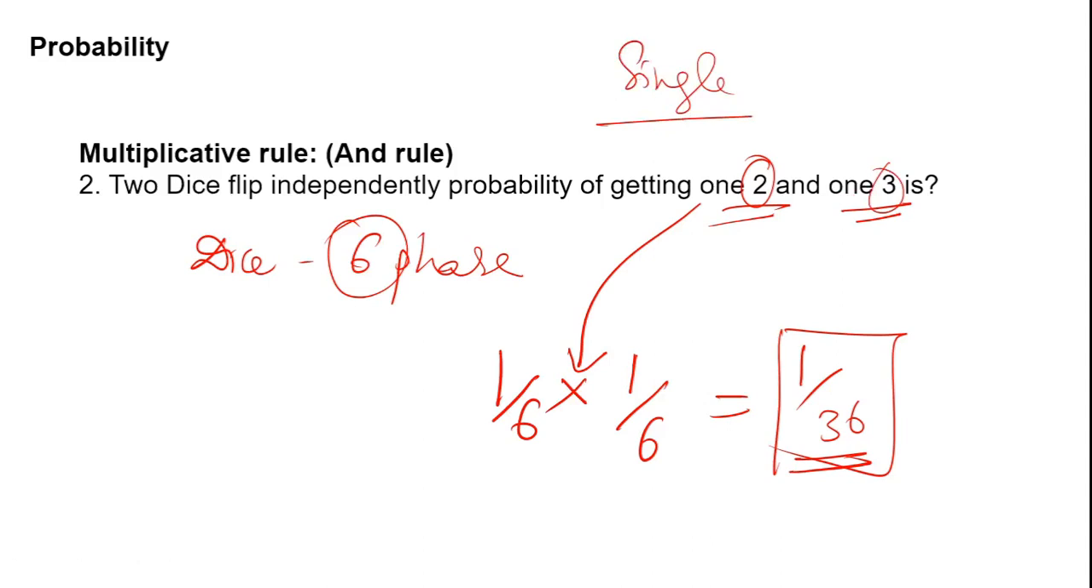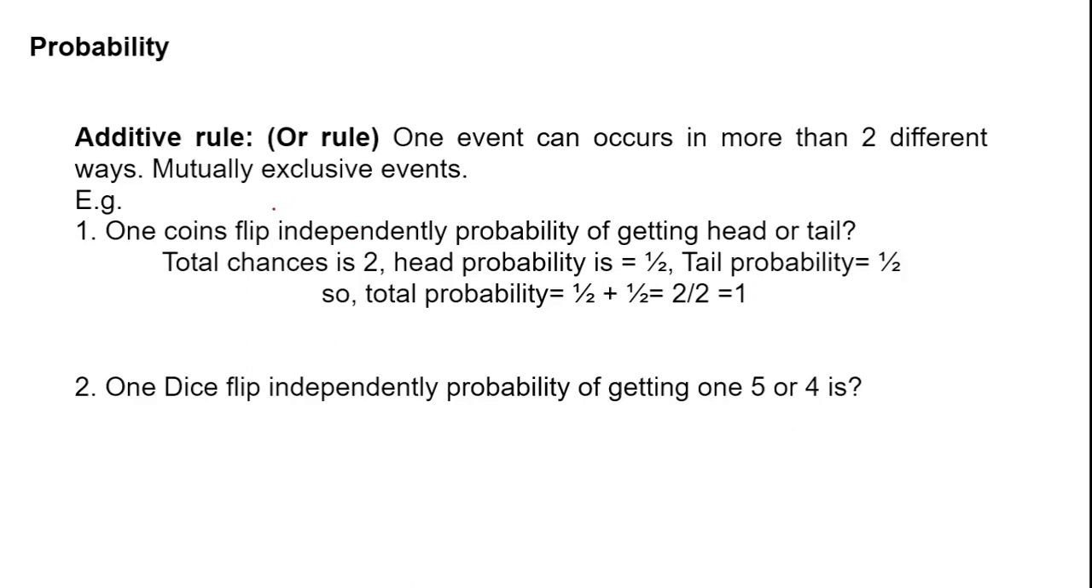In some cases, you need to go for a different rule, which is called the additive rule. We will discuss when that occurs. The next one is the additive rule. The additive rule is applicable when one event is happening in two or more different ways.